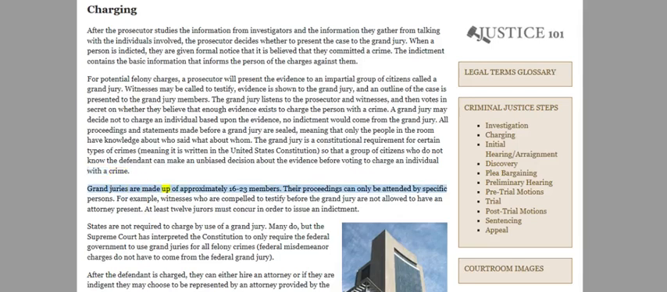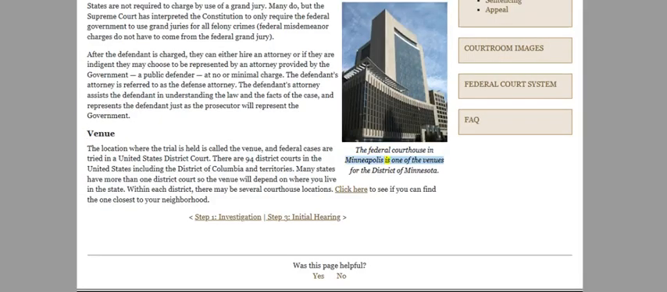Grand juries are made up of approximately 16 to 23 members. Their proceedings can only be attended by specific persons. For example, witnesses who are compelled to testify before the grand jury are not allowed to have an attorney present. At least 12 jurors must concur in order to issue an indictment.